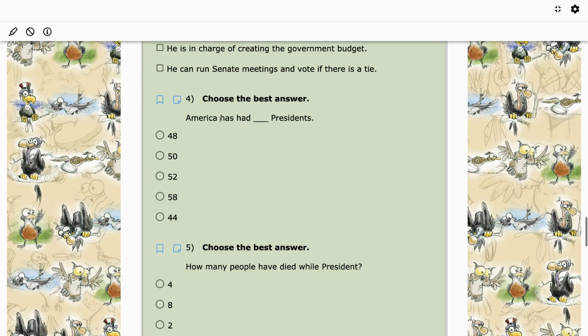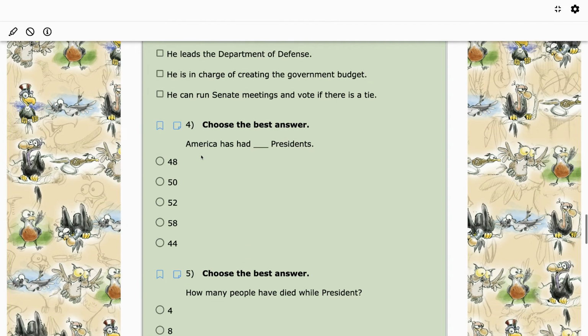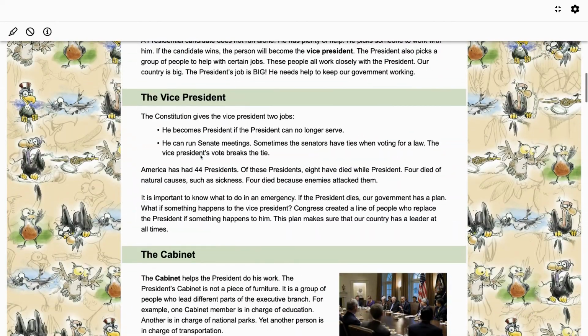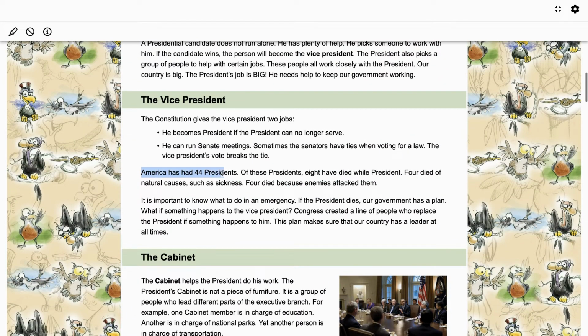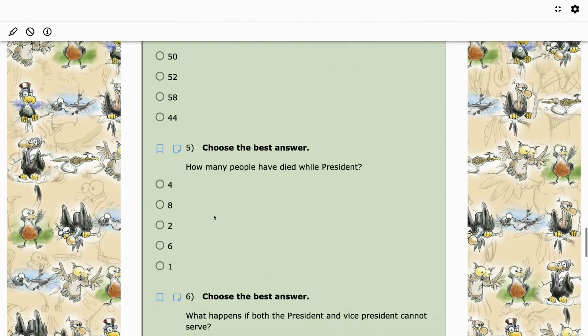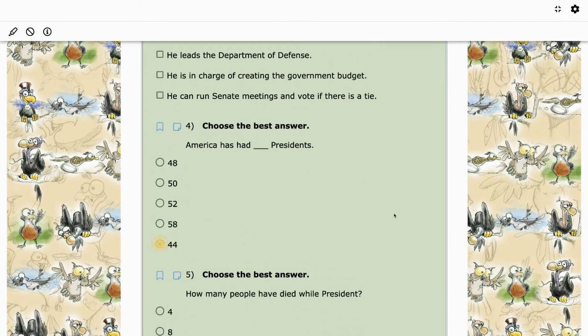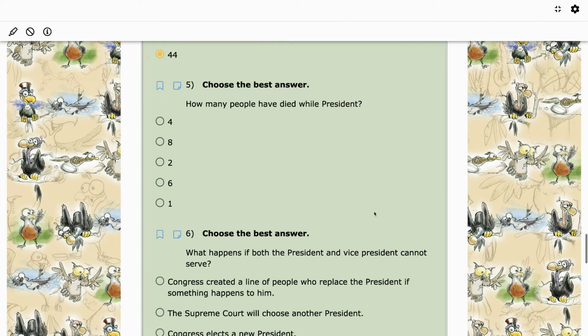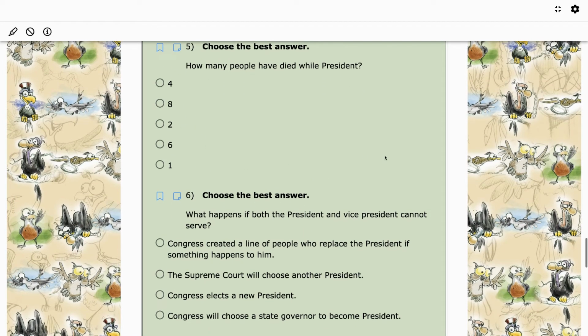All right, America has had blank presidents. Now, keep in mind, guys, this was made before 2021, and so obviously the number we have now is currently 1 more. But you remember, you have to find the answers on this list. So right here where it says America has had 44 presidents, we've now had 45. So if you come down here, make sure you click 44. All right, how many people have died while president? Okay, 4, 8, 2, 6, or 1.